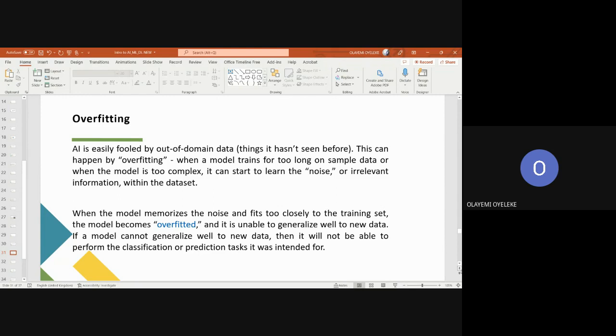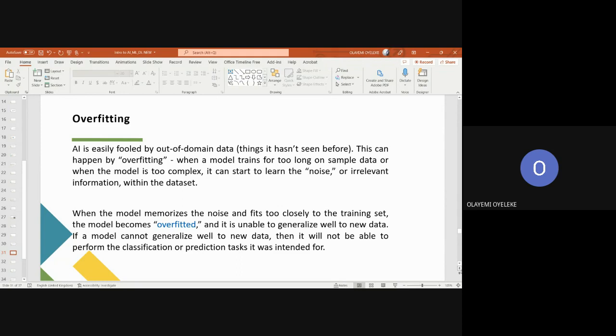So overfitting is when your model memorizes noise and irrelevant things in the data during training, instead of learning the real patterns in the data, getting to understand the real or relevant characteristics in the data. Instead of doing all those things, your model picks up noise and irrelevant things in the data, and that results in overfitting. That's a popular term in data science that you need to know. When it overfits, it will not be able to generalize to new data sets.